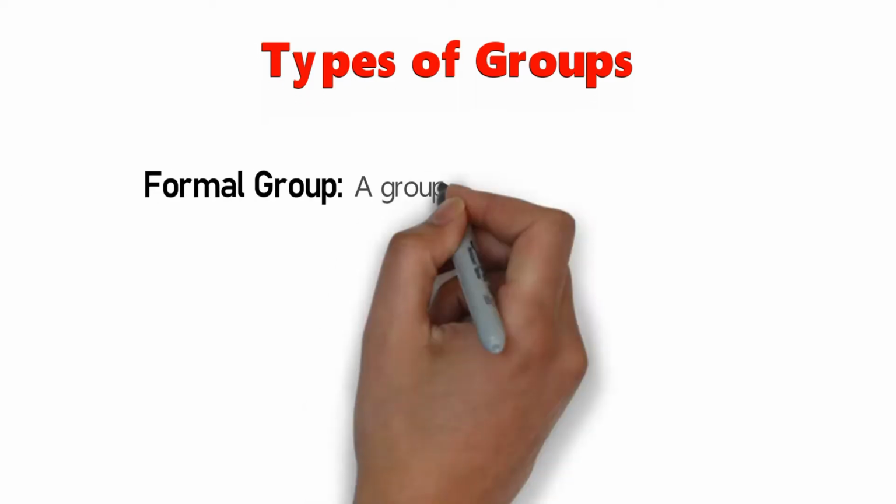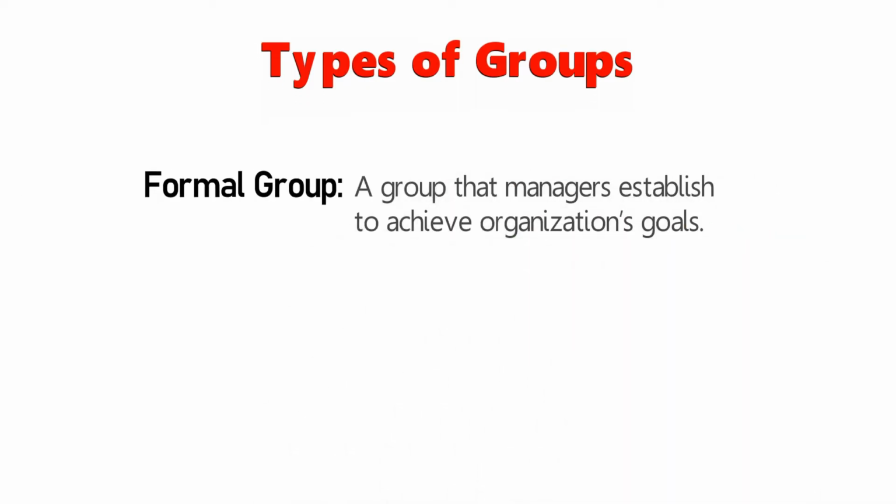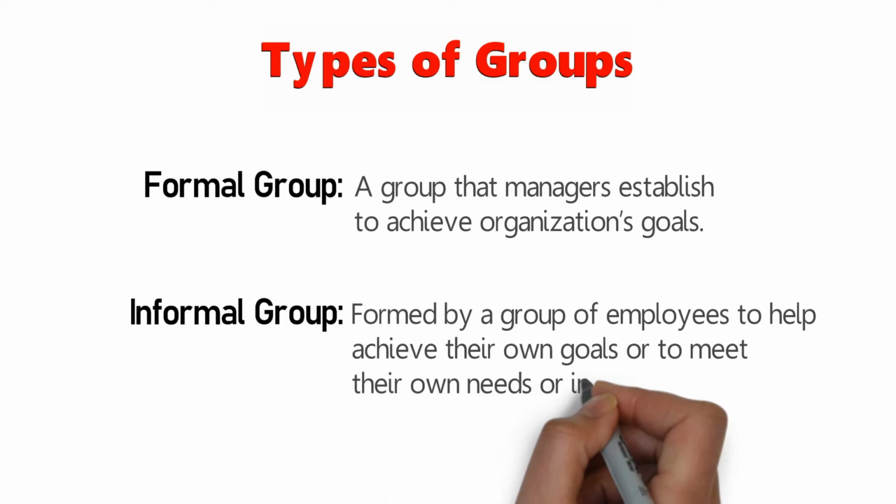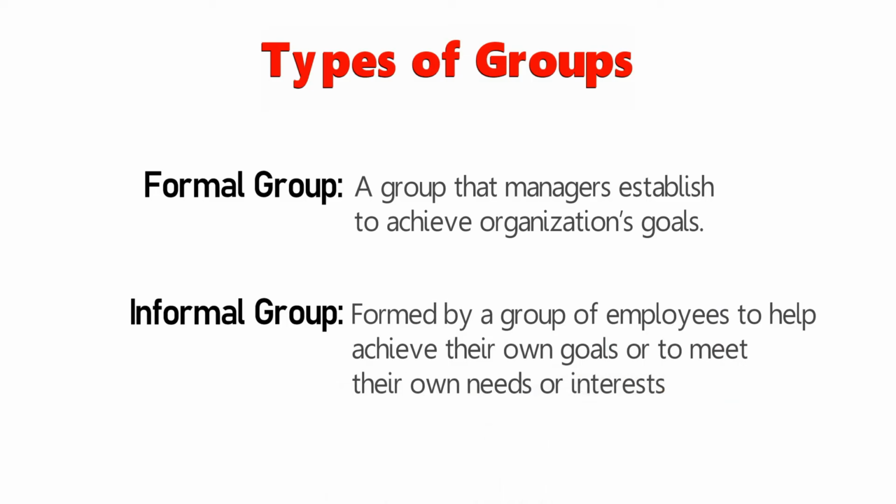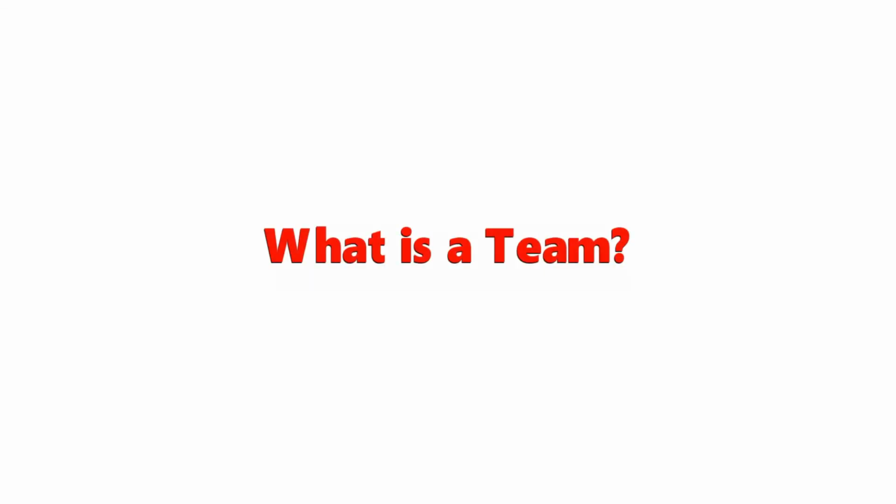Types of groups. Formal group: a group that managers establish to achieve the organization's goals. Informal group: this is formed by a group of employees to help achieve their own goals or to meet their own needs or interests.